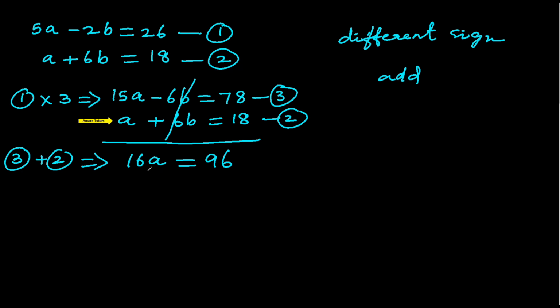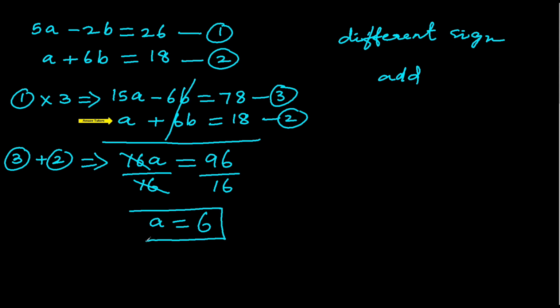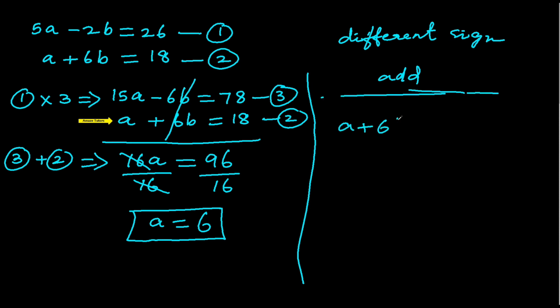Now to find out the value of a, I need to divide both the sides by 16. Correct? a is equal to, what is 96 divided by 16? 6. So we got the value of one of the variables. Just substitute this in one of the equations to get the value of b. Let's choose second equation for that, which is easy. a plus 6b is equal to 18. Now 6 plus 6b is equal to 18.